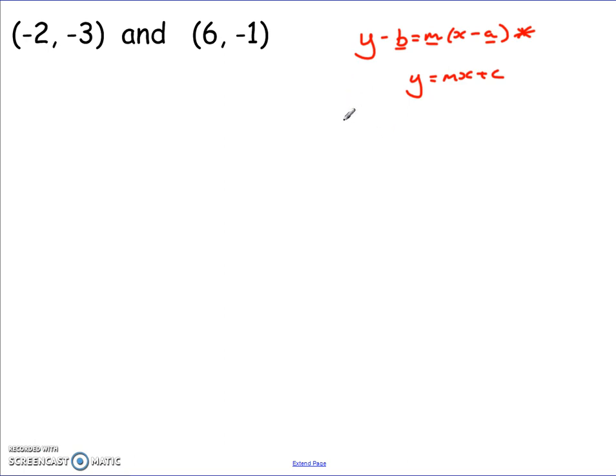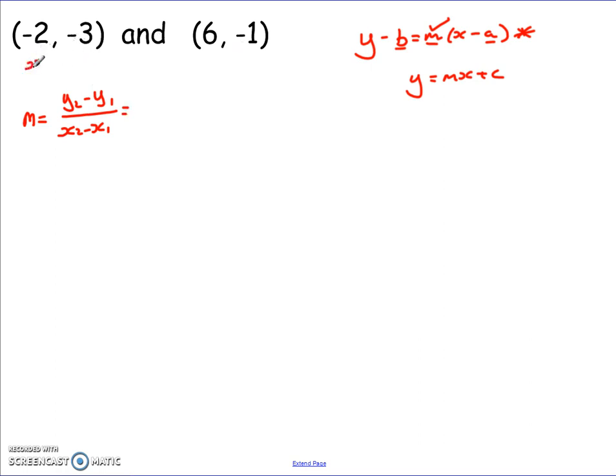Now it doesn't matter which point we use. We've proven in the previous video we get the same answer regardless. But these are the two things we need to do. So the first thing we should always calculate is our gradient. So let's start with that. So m equals, we know it's (y2 - y1) over (x2 - x1). So we substitute in the values and we go for it.